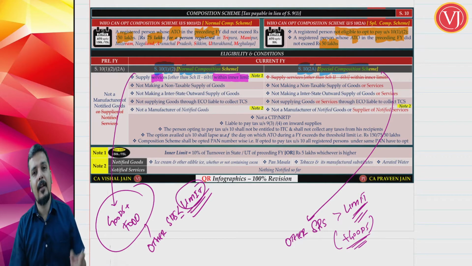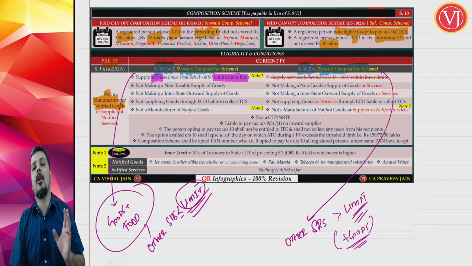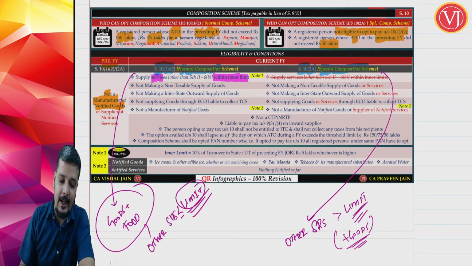Now there is one more condition that you have to see in the previous year. What is that condition? You should not be a manufacturer of notified goods in the preceding financial year. In the previous year, you should not be manufacturing notified goods. Now you may ask, what are the notified goods? It is PITA, P-I-T-A.